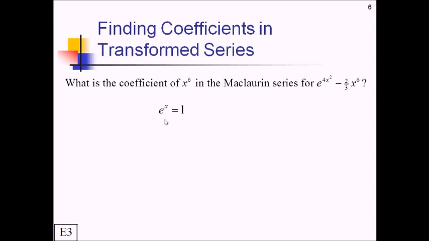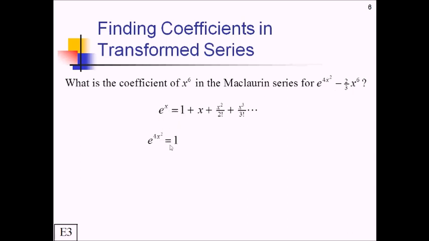So again, that was 1 plus x plus x squared over 2 factorial, x cubed over 3 factorial, and so on and so forth. So if we want the x to the sixth coefficient, we're going to have to build this out to that distance here. But we don't have to write out everything out to x to the sixth here, because the very first thing we're going to be doing for this transformation is plugging in 4x squared for the x here. So let's go ahead and do that.